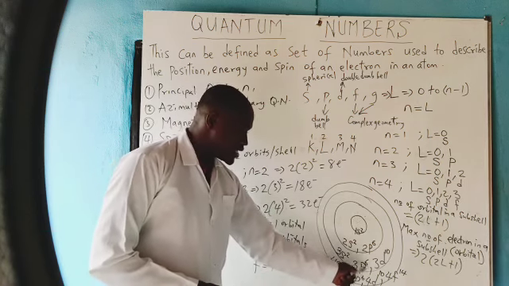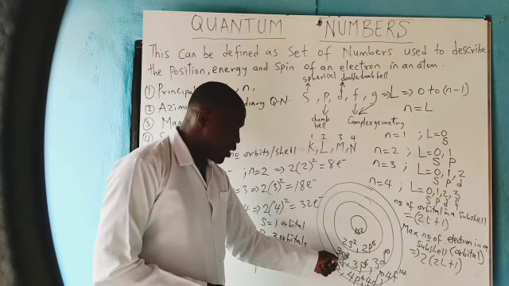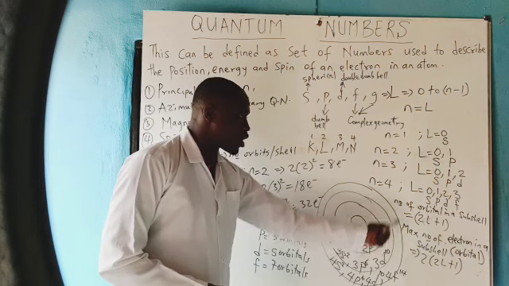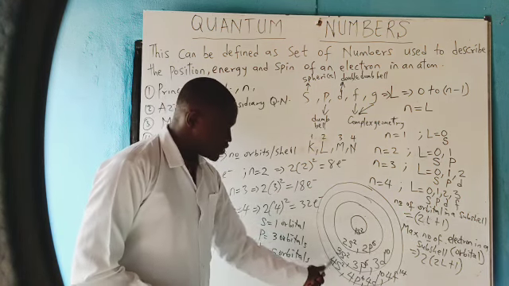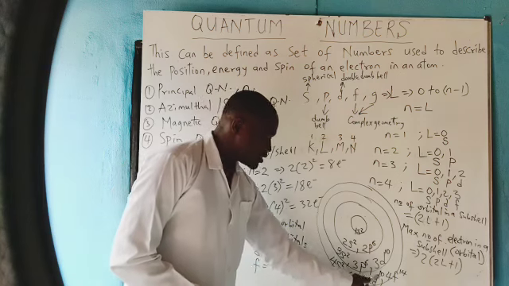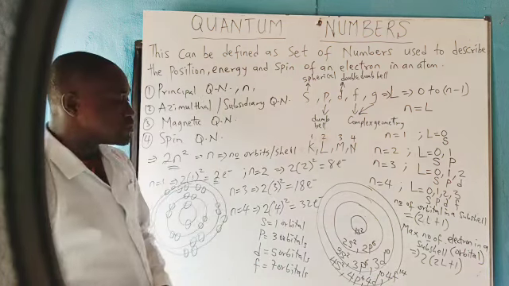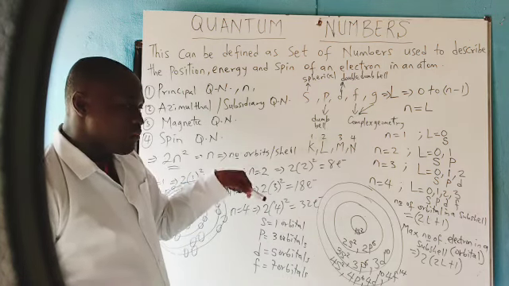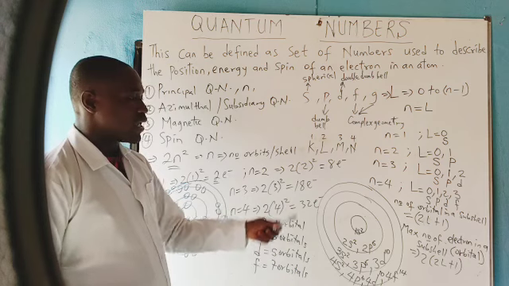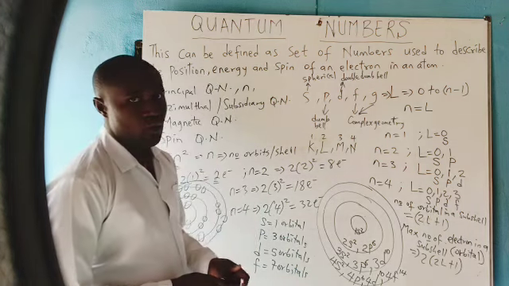This 3 means we are talking about the third shell. Then these 2 electrons, 6 electrons, 10 electrons, we got them from this formula. Then the fourth shell, these 2, 6, 10, and 14 are gotten from the number of orbitals in a subshell and the maximum number of electrons in an orbital of a subshell. Okay, that is how we got this.